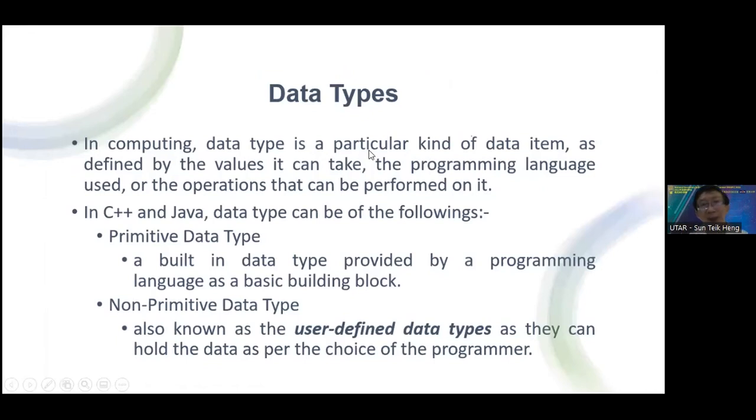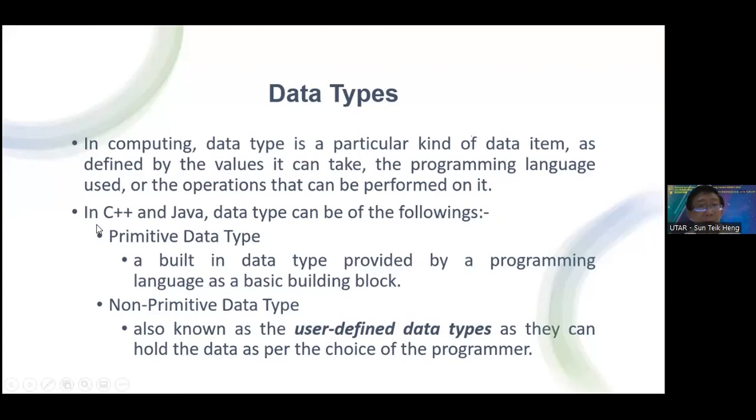So data type is actually a particular kind of data item that represents the type of values that you can assign to the variable. Like just now I said, int means that you can only assign integers. Integer means it can be 0, 1, 2, 3, 4, 5, the positive integer numbers, or it can be -1, -2, -3, -4. Those are negative integer numbers. Yeah, those are the integer values.